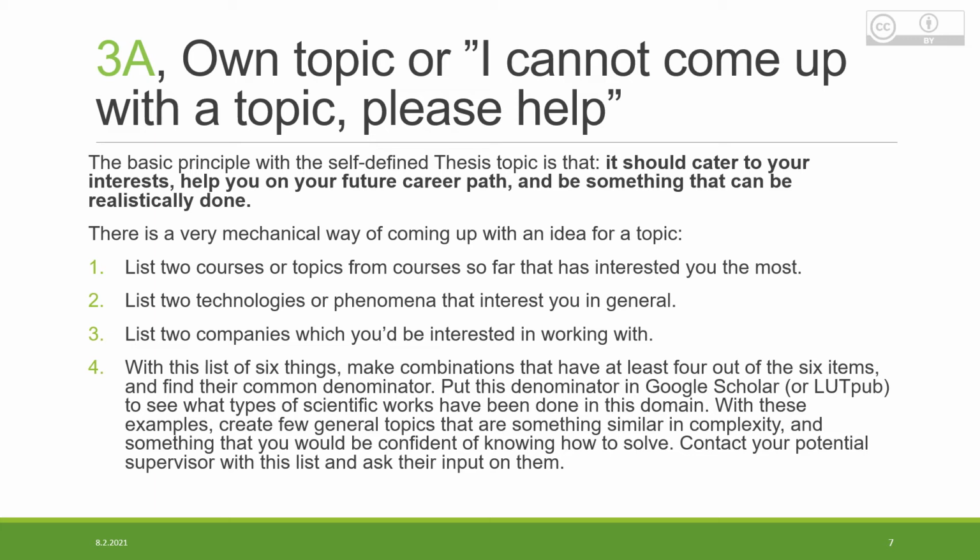If it's a startup, also consider what type of startups you would want to do, what your startup company would be doing. Okay, so if you are following this approach, you should have a list of 6 items. 2 courses, 2 technologies, and 2 companies. So based on that, make combinations out of them. Create something that has at least 4 out of the 6 items and find their common denominator.